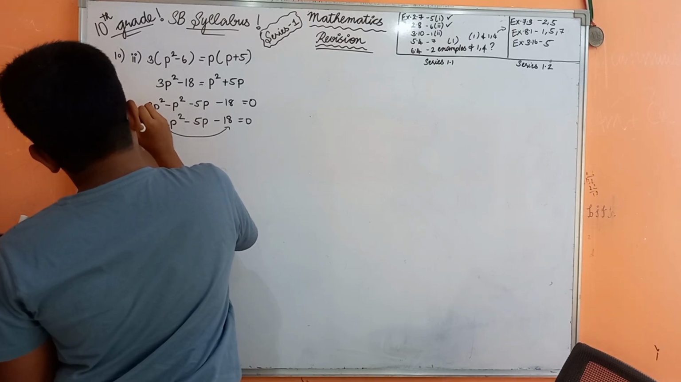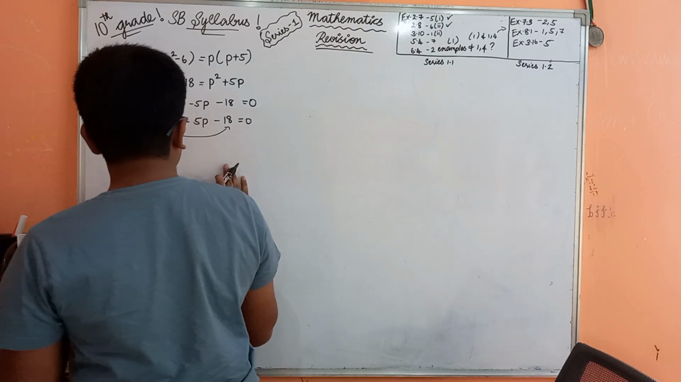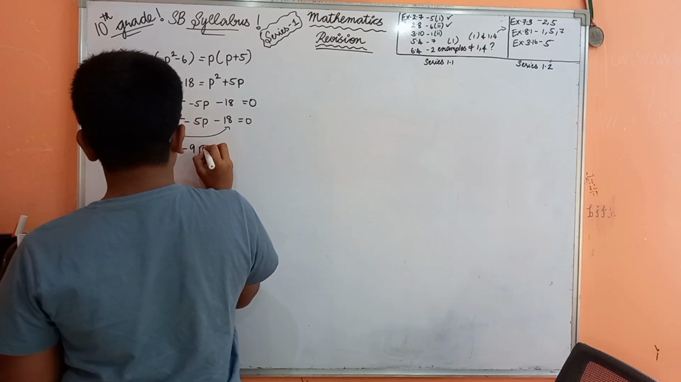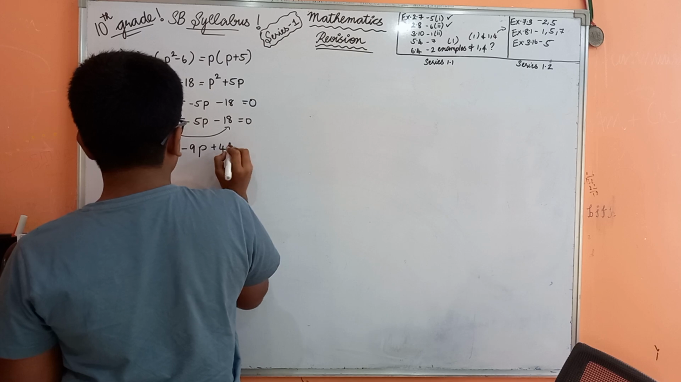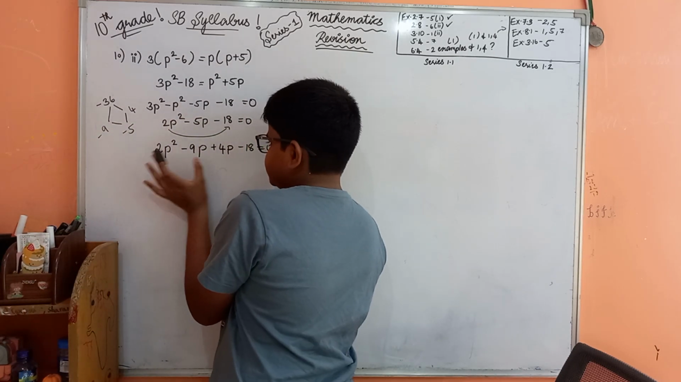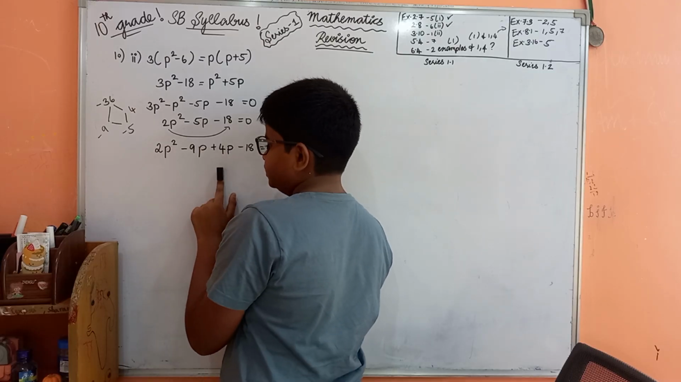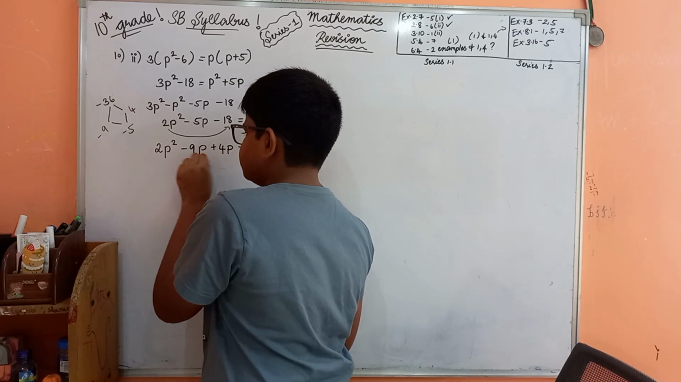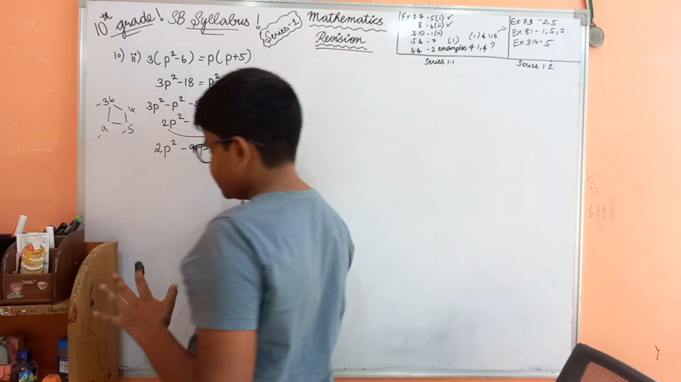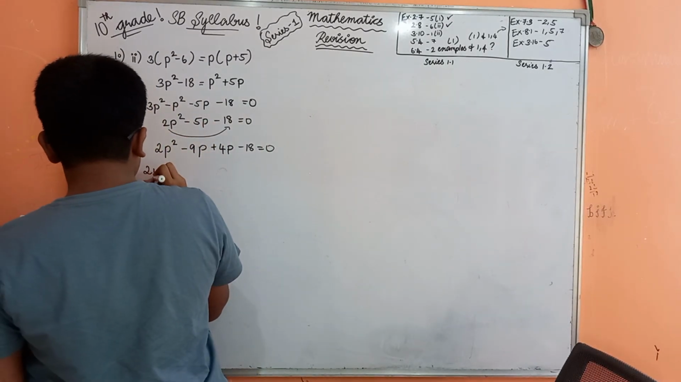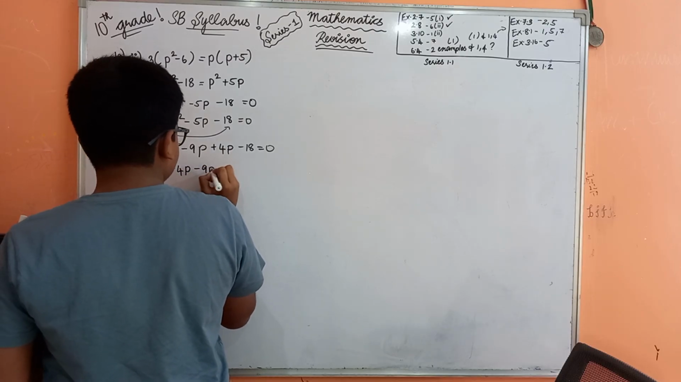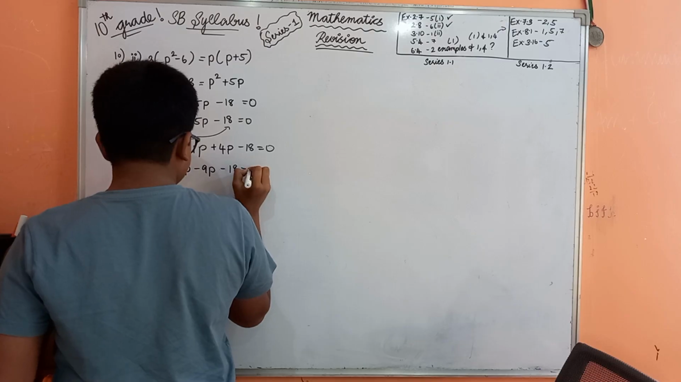So 9 by 4. Oh, sorry, 6. So 2p square minus 9p plus 4p minus 18 is equal to 0. So these are odd numbers and these are even, but we'll make sure that these come in even. So we can put 4 over here and minus 1 comes over here. And then since it has a variable, the sign doesn't change. So 2p square plus 4p minus 9p minus 18 is equal to 0.